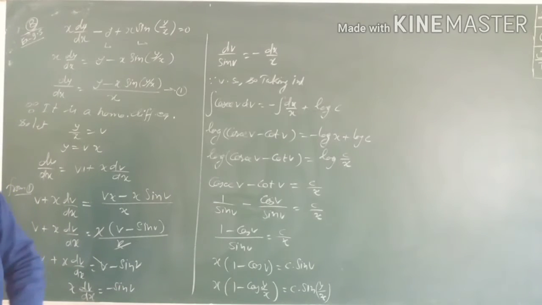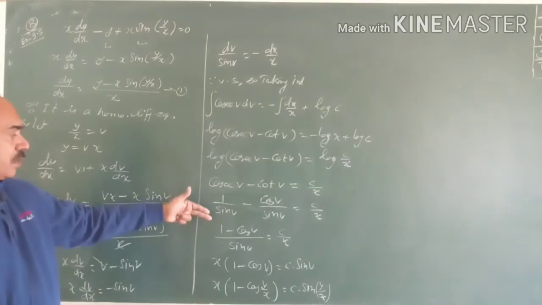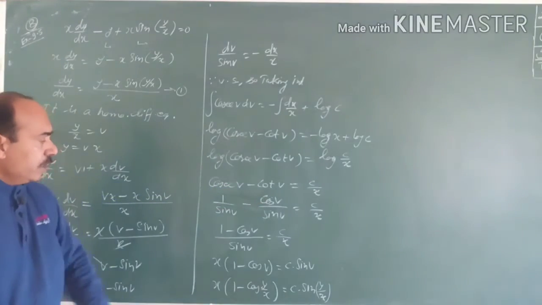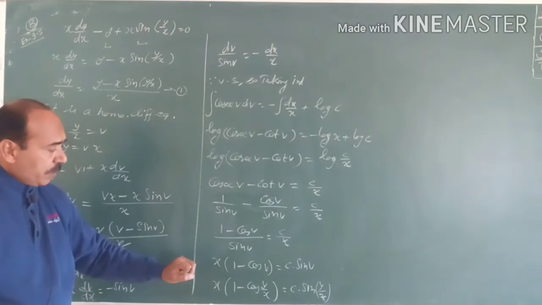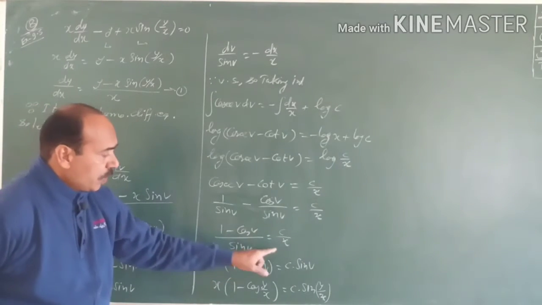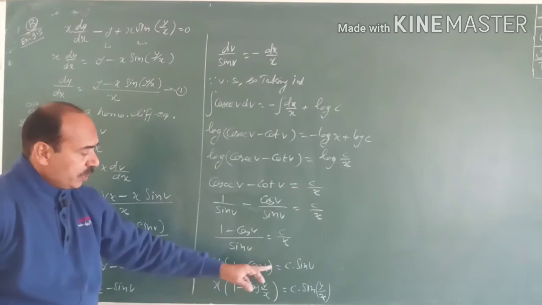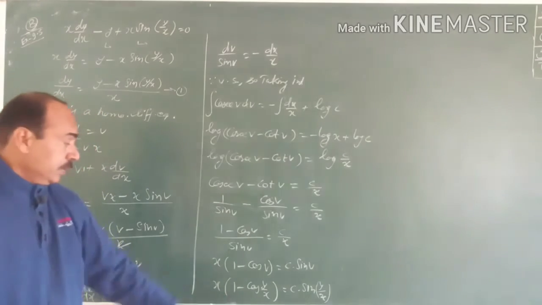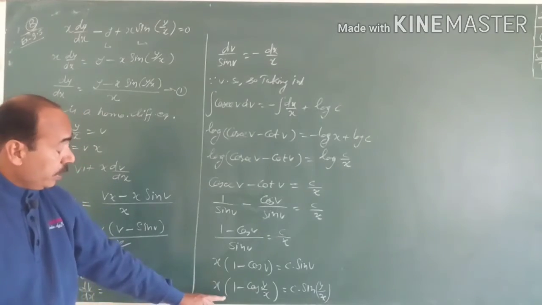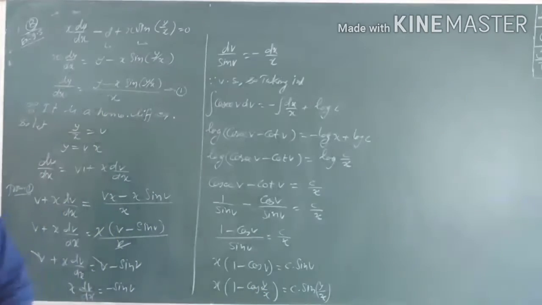This is our answer, but this is not written in the NCERT book. So convert cosec v into 1/sin v, and cot v means cos v/sin v, and take the LCM, which is sin v. So in the numerator only 1 minus cos v remains, and now sin v transfers to the right side and x transfers to the left side. So you will get x(1 minus cos v) equal to c sin v. Now in place of v write y/x. So your answer is x(1 minus cos(y/x)) equal to c sin(y/x). This is the answer which is written in your NCERT book.